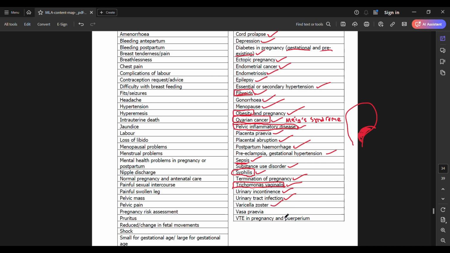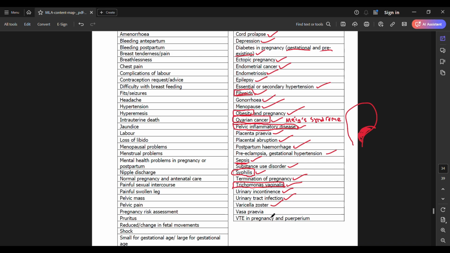Varicella zoster, so herpes, another STI potentially. So know how this is going to present, what you're going to do, what advice you're going to give the patient. And in the case of STIs, advise contraception, barrier methods, all that kind of stuff as well.